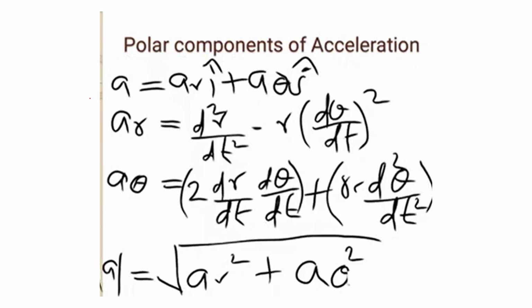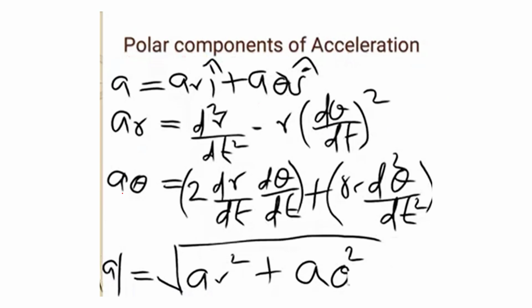Similarly, you can represent acceleration also in the polar coordinate system. A will be equal to Ar into I plus A theta into J. What is Ar? Ar will be equal to d square r by dt square minus r into d theta by dt the whole square. You need to remember this one.